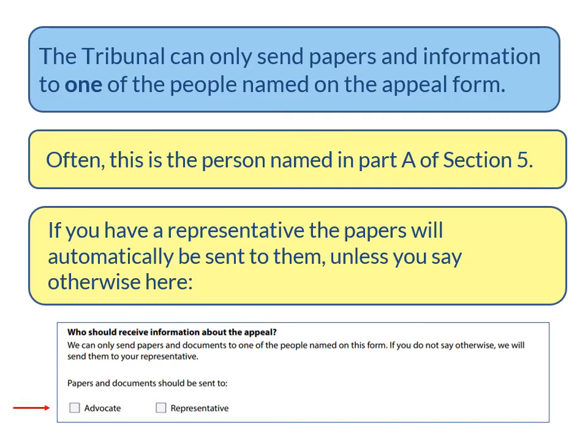The tribunal can only send papers to one of the people named on this appeal form. Often, this is the person named in Part A of Section 5. But if you have a representative, then the papers will automatically be sent to them unless you say otherwise here. You must let the tribunal know in writing if you decide to stop using your representative or if their contact details change.